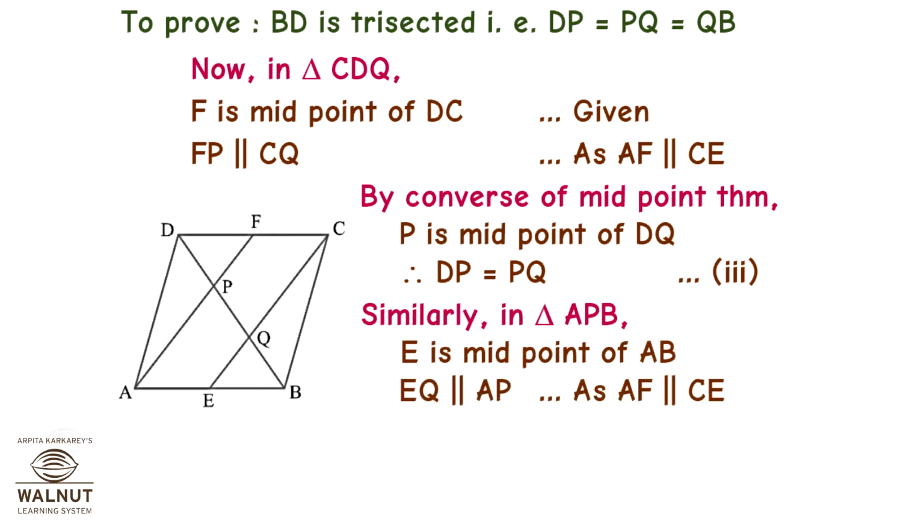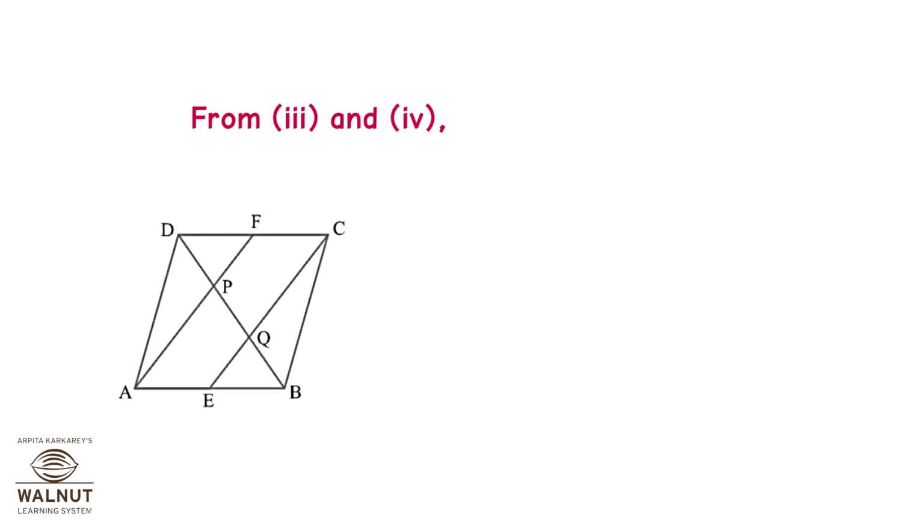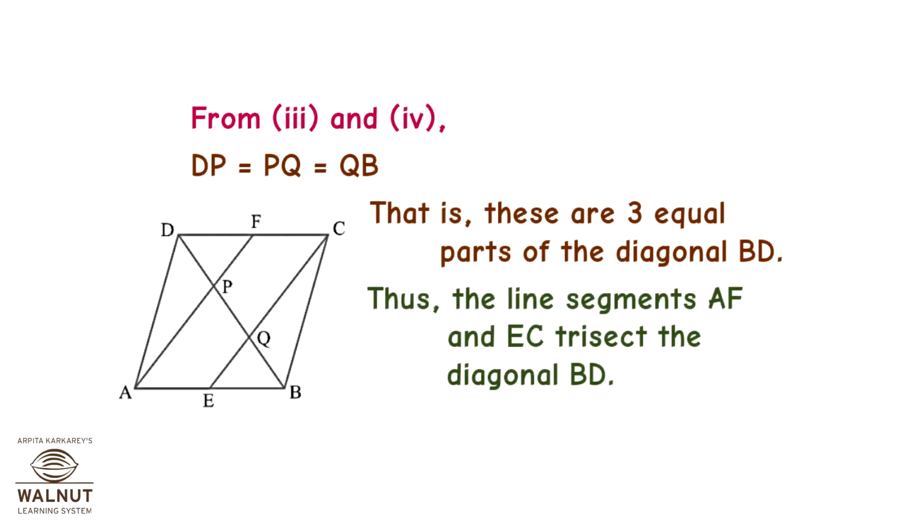EQ is parallel to AP as AF is parallel to CE. By converse of midpoint theorem, Q is the midpoint of BP. Therefore, PQ is equal to QB. Let this be 4. From 3 and 4, DP is equal to PQ is equal to QB. That is, these are 3 equal parts of the diagonal BD. Thus, the line segments AF and EC trisect the diagonal BD.